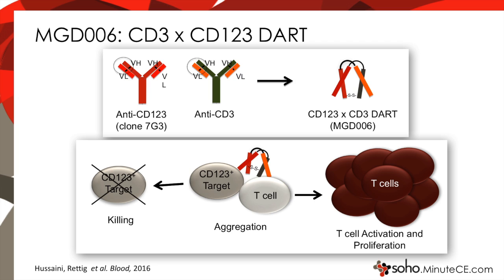This is just a cartoon of how we actually put this bispecific agent together. And we put the 123 scFv regions together with the CD3 scFvs, making a dual affinity agent called a dual affinity retargeting agent. And if it works, what we should see is that this will physically induce the interaction of a T cell with a CD123 AML target. The second thing that will happen, on the right part of this slide, is that the T cells will be activated and will expand. And then finally, on the left side of this slide, the targets will be killed by the T cells.